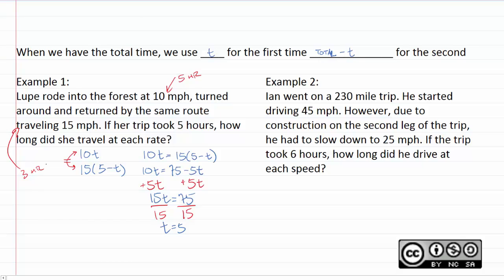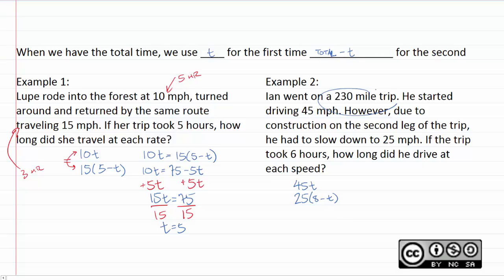Let's take a look at example 2. Ian went on a 230-mile trip. He started by driving 45 miles per hour. So for the first leg of the trip, he was traveling 45. For the second leg of the trip, he was traveling at 25. He spent t hours moving at 45. That leaves 8 minus t hours at 25.